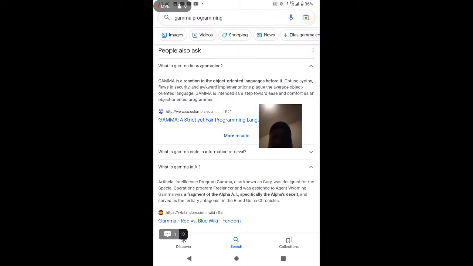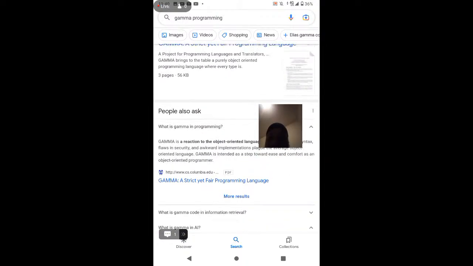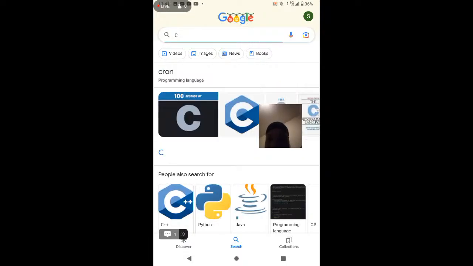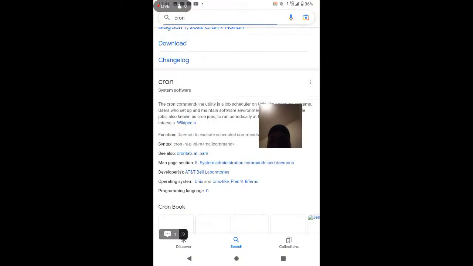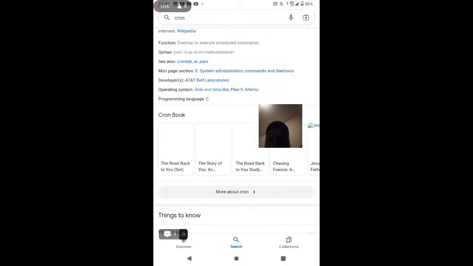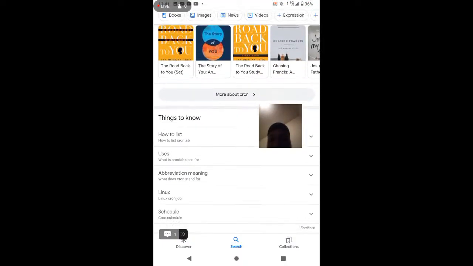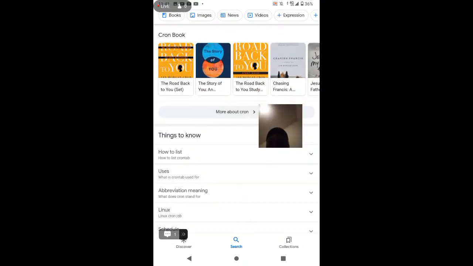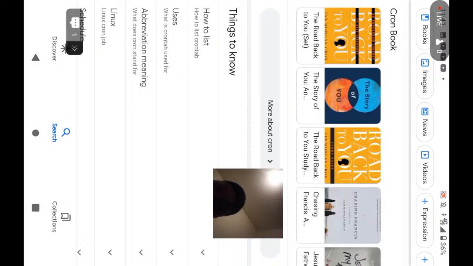So yeah, I got to gamma programming because they got something called C programming, which is the cron, but C stands for gamma, right? Then they got the Unix, Plan 9, Inferno, all that. Plan 9, Cloud 9.